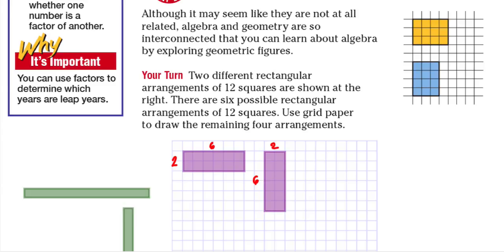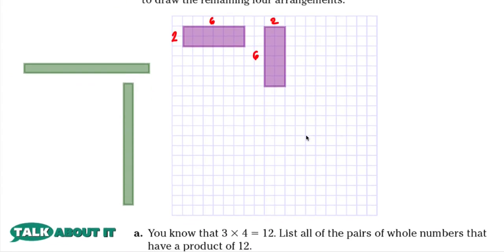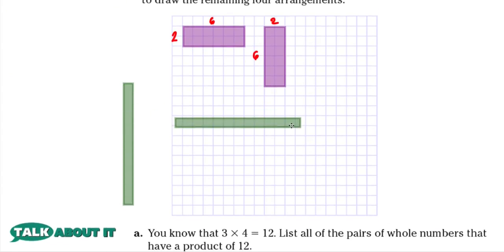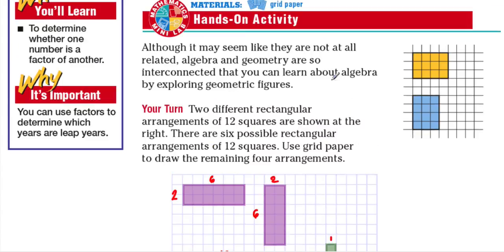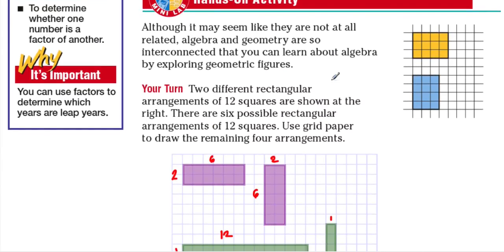The other arrangements are a 1 by 12 rectangle and a 12 by 1 rectangle. Again, it makes 12 squares. So this is a 1 by 12 rectangle and a 12 by 1 rectangle. So those are the 4 remaining rectangles you can make out of 12 squares.